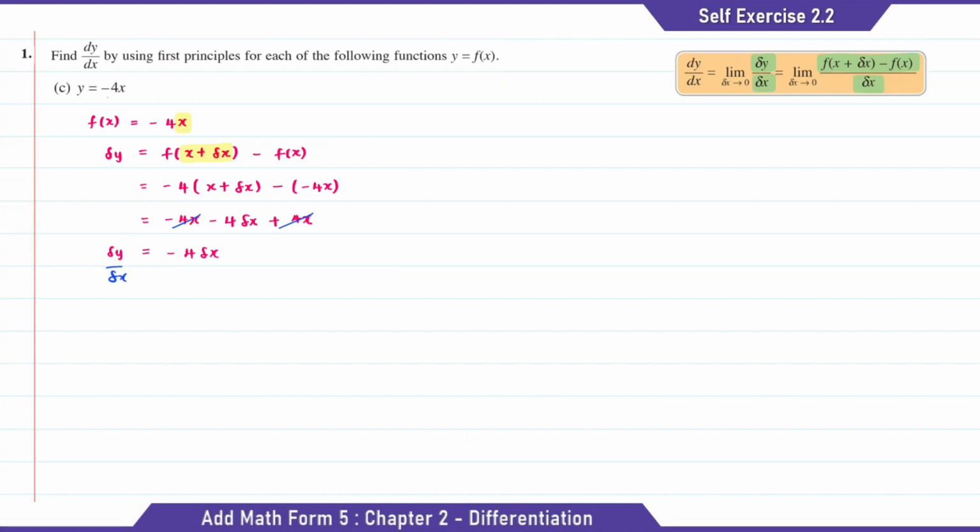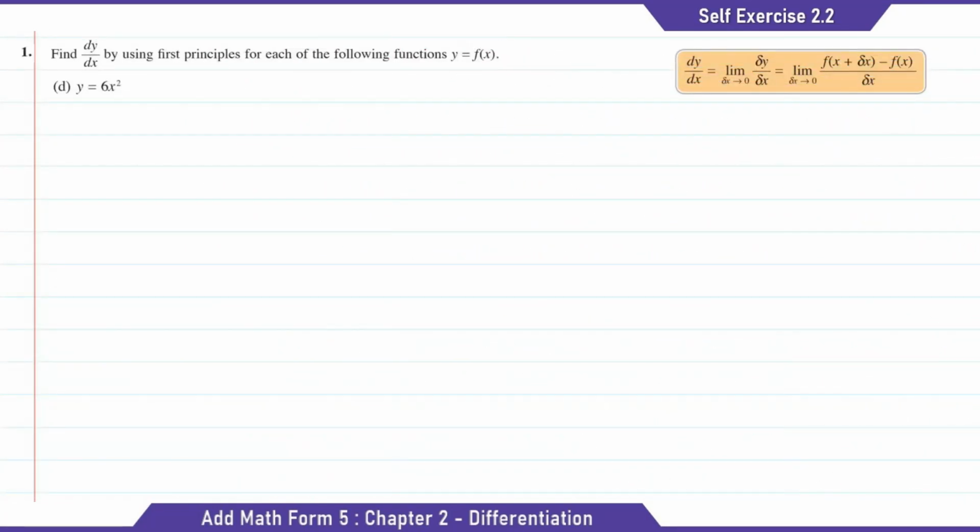Next, divide both sides with delta x. So delta x here will be cancelled. This is equal to negative 4. To find dy/dx, we're going to substitute the delta y over delta x here with negative 4. Again, there is no delta x for us to replace it with 0. Then the answer for dy/dx here will just be equal to negative 4.